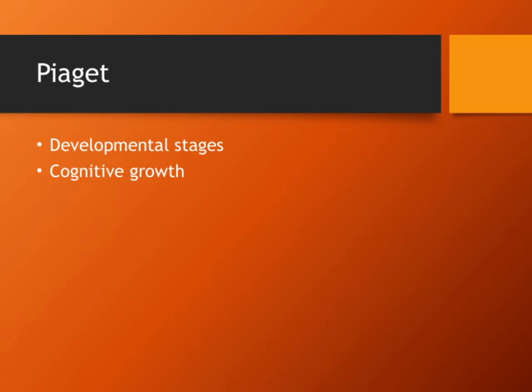Now, let's take a closer look at the developmental stages, specifically focusing on cognitive growth. When we talk about cognitive development, we're referring to how children's thinking, problem solving, and understanding of the world evolve over time. A key figure in this area is Jean Piaget. Piaget proposed that children go through distinct stages of cognitive development, each characterized by different ways of thinking and understanding.